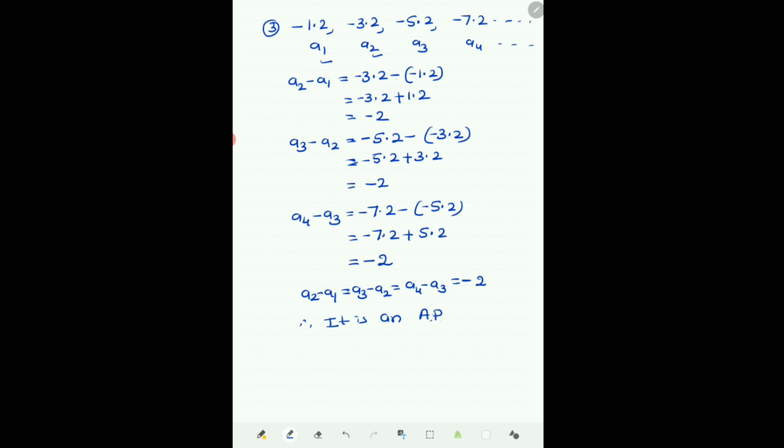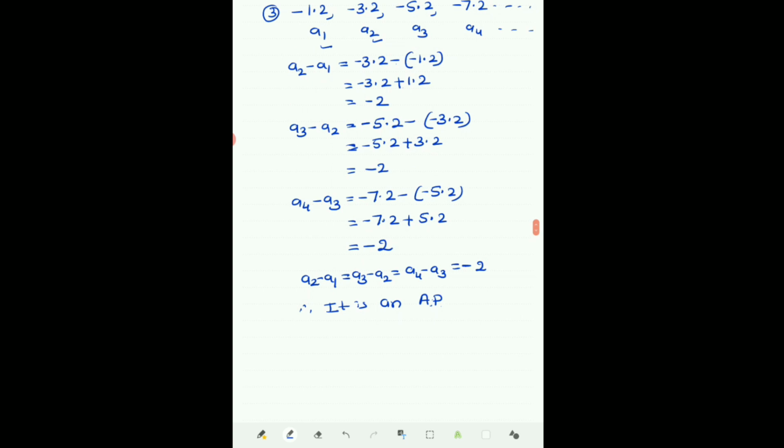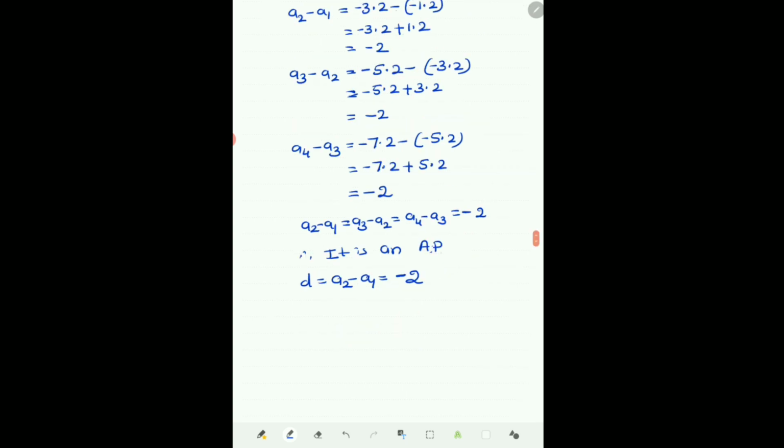Next, find the common difference and write 3 more terms. Here common difference is usually minus 2 only. That is D is equals to A2 minus A1. That is what? Minus 2. You got it already. Because A2 minus A1, A3 minus A2, A4 minus A3 all are same. Then next 3 terms, 3 more terms.